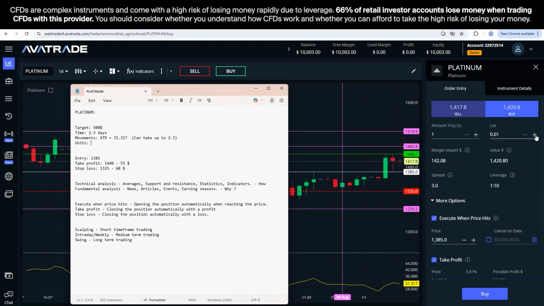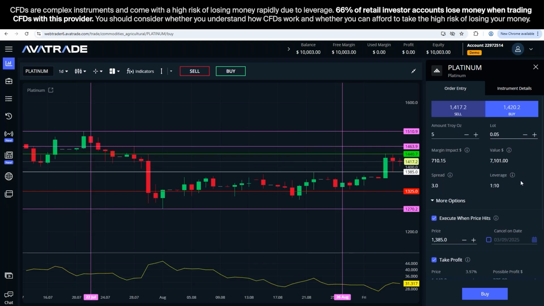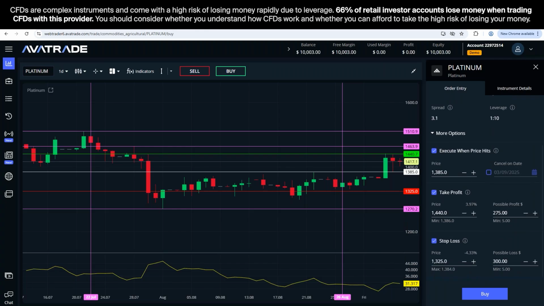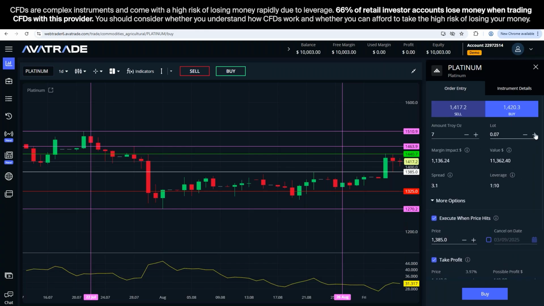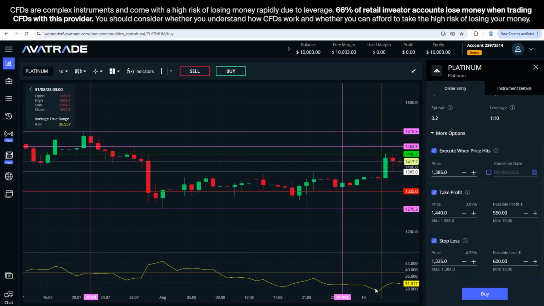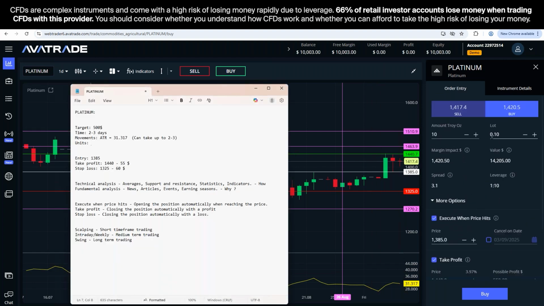So if I click here on the plus and increase, we can see that it increases accordingly. And I can click and click and click until I get to 10. And with 10, we have 550 and 600. How did I know that?